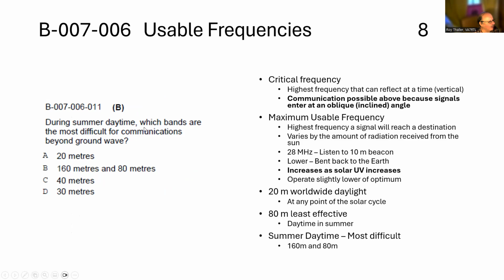During summertime, which bands are most difficult for communication beyond ground wave? So that would be the 160-meter and the 80-meter band. So B is the correct answer.